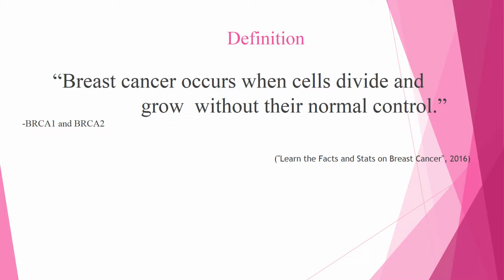As we all know, our bodies are made up of millions and millions of cells, and they divide and grow in a controlled way. When an individual has breast cancer, the cells divide and grow without their normal control. If there is a mutation in these genes that are listed, the patient will be at higher risk for getting breast cancer. Later in our PowerPoint, we will be discussing under objective data these genes a little bit more in detail.